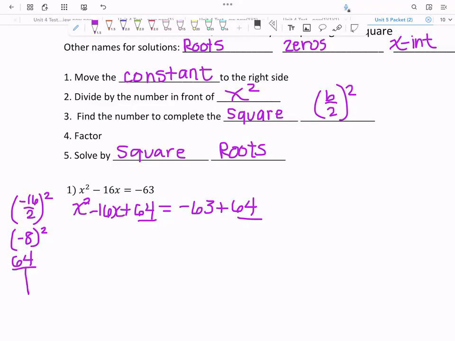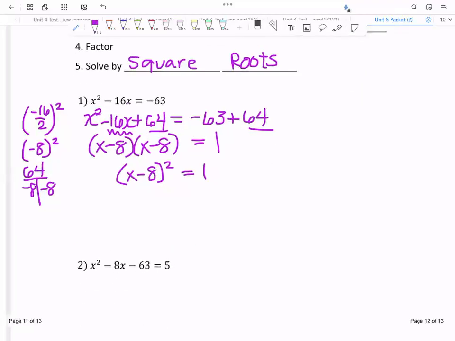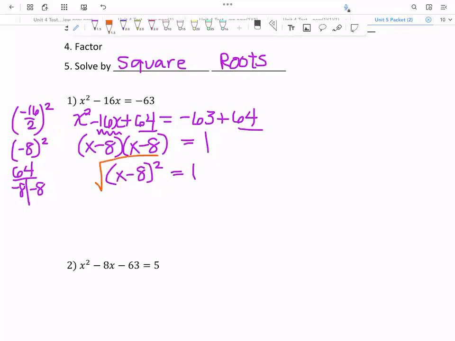So we're finding the factors of 64 that add up to negative 16, which would be negative 8 and negative 8. So x minus 8 and x minus 8. And then we add this other side and we get 1. So we combine these into x minus 8 squared. And then we're going to solve by square roots. So we square root both sides.